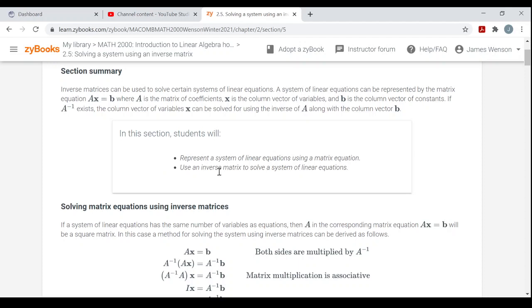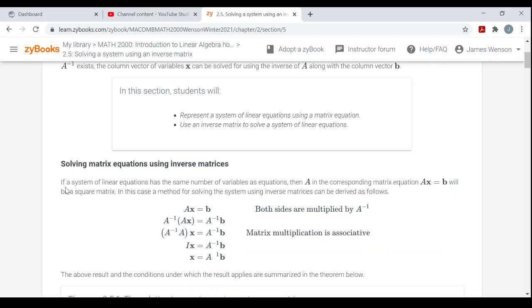So here we're going over two objectives in this section. One, represent a system of linear equations using a matrix equation, which you've already done. And then two, use an inverse matrix to solve a system of linear equations. All right, so if a system of linear equations has the same number of variables as equations, then the coefficient matrix in the corresponding matrix equation will be square. In this case, a method for solving the system using inverse matrices can be derived as follows.